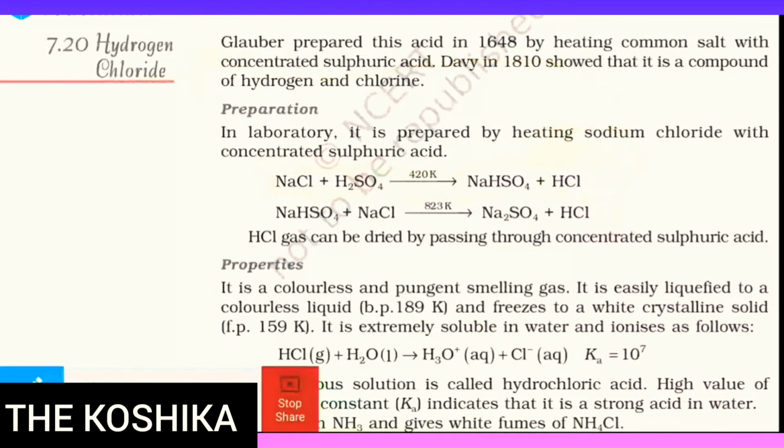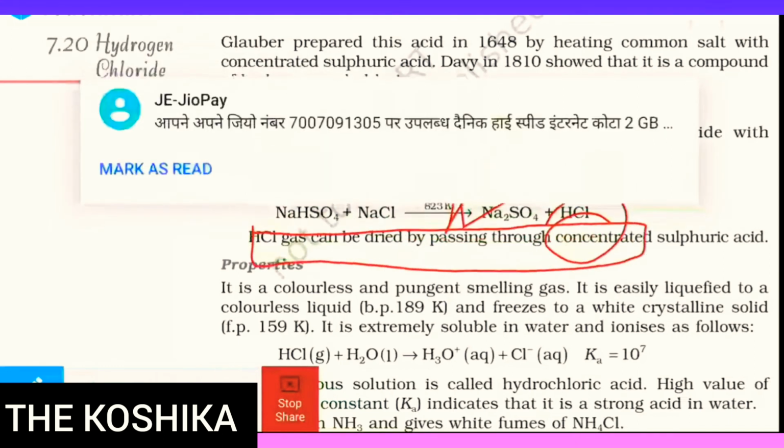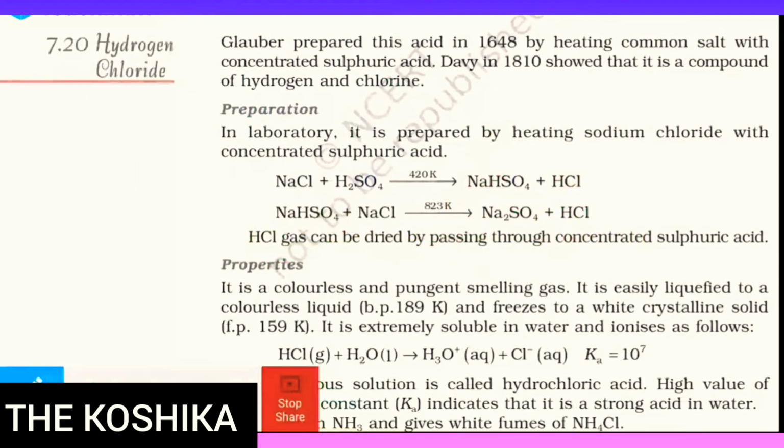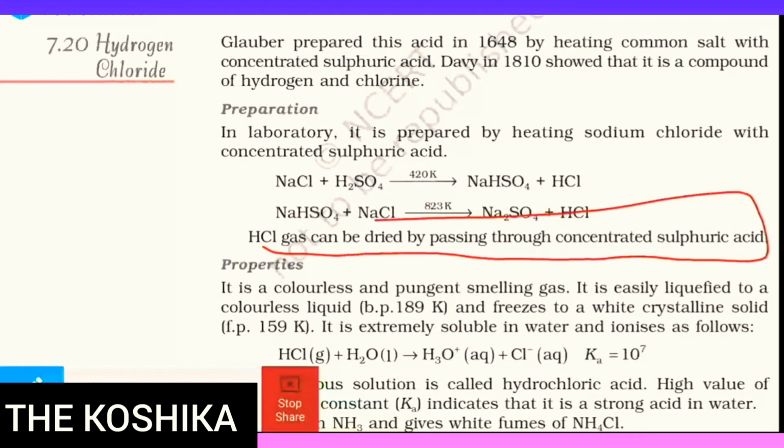Okay. Now again, NaHSO4 when treated with NaCl, it gives you Na2SO4, that is sodium sulfate, and HCl, but this time temperature is going to be changed. Now the temperature is 823 Kelvin. So, HCl gas can be dried by passing through concentrated sulfuric acid. Okay.